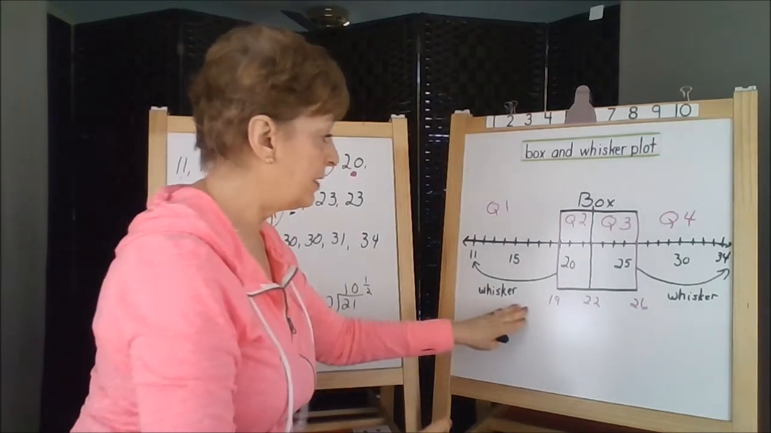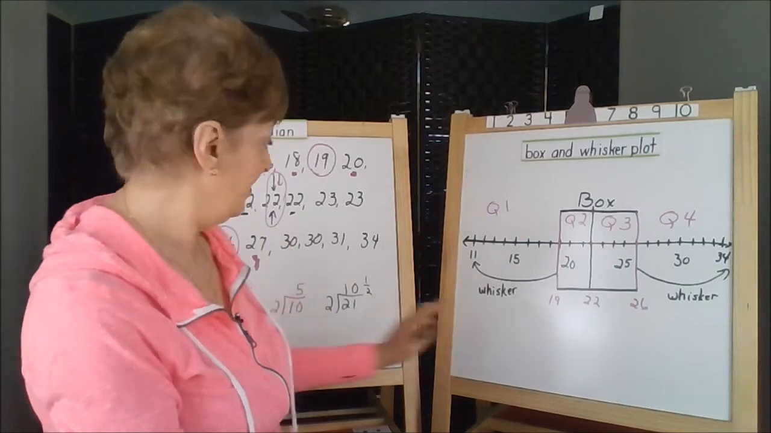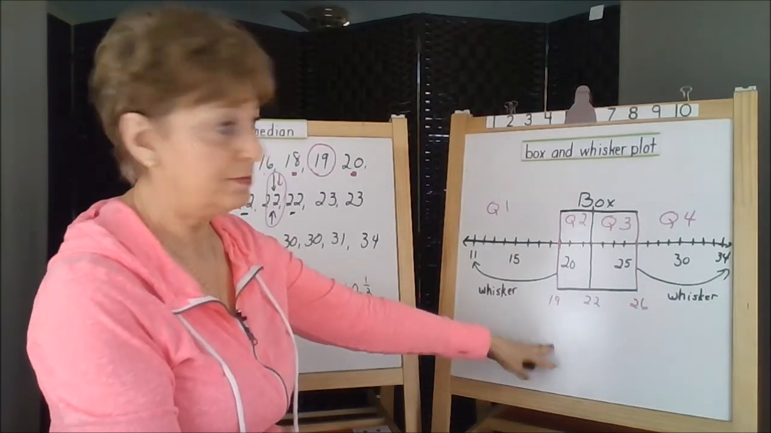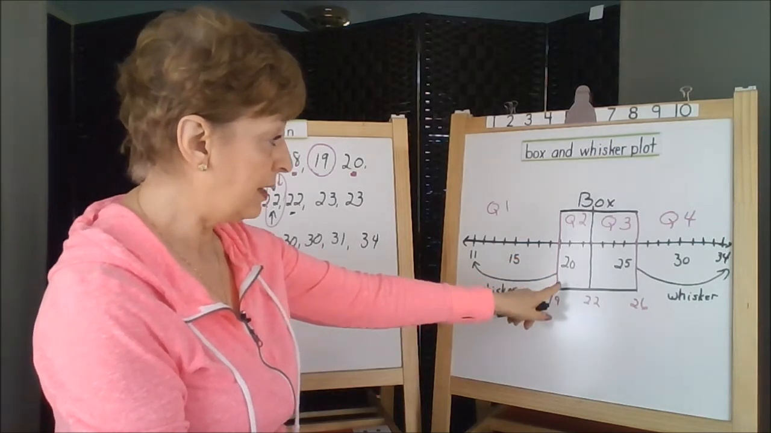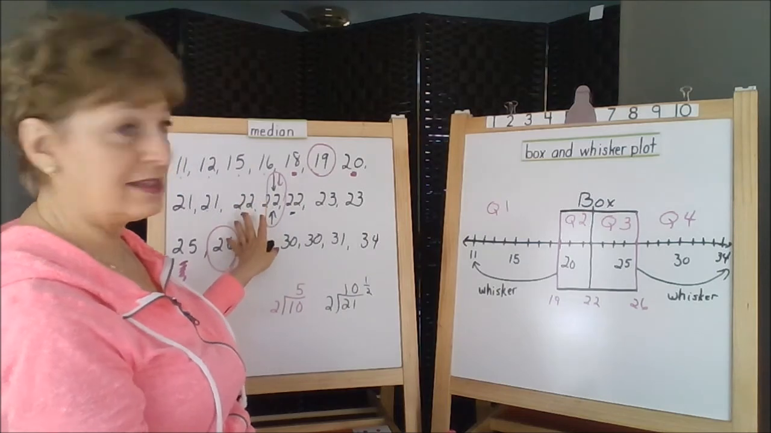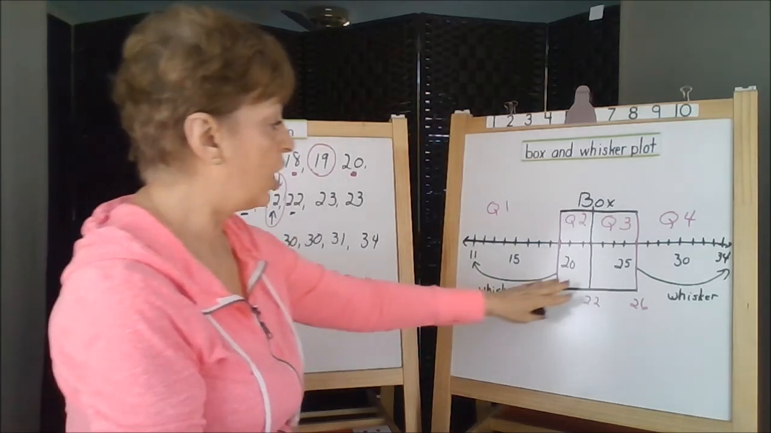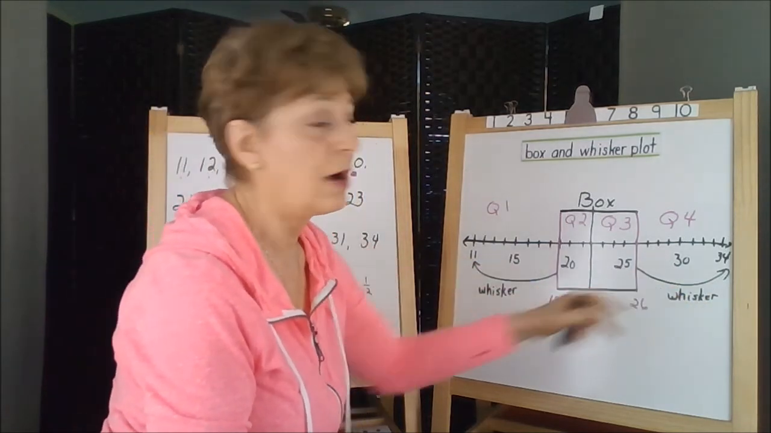So our box and whisker not only shows the data in chronological order, because we are working on a number line, but it also gives you a picture, because most of the data in this data set falls in the box, and the outliers fall on the whiskers.